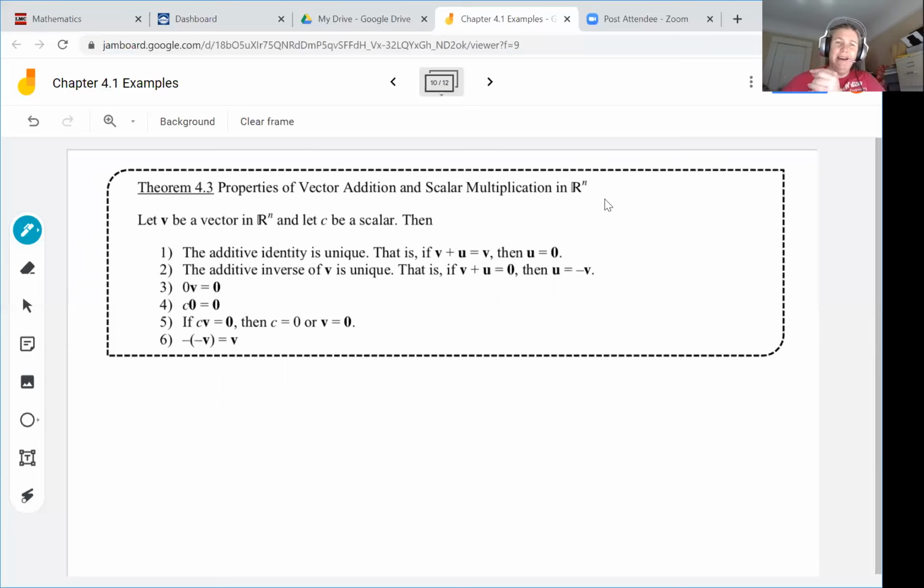Property 2 is that the additive inverse of v is unique. I'll remind you in 30 minutes. I have a few tips for using reminders. Want to hear them?